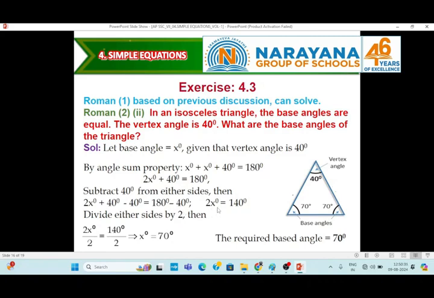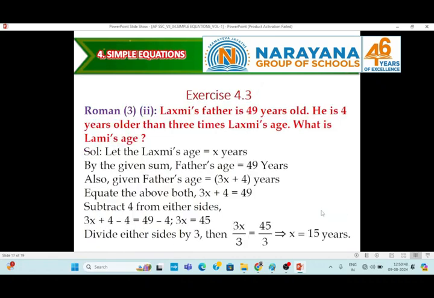Now 2 is multiplying with x degrees. So divide either side by 2. So 2 gets cancelled, 140 divided by 2 is 70. So the required base angle is 70 degrees. So now the third Roman, second question. Lakshmi's father's age is 49 years. He is 4 years older than 3 times Lakshmi's age. Then what is Lakshmi's present age?